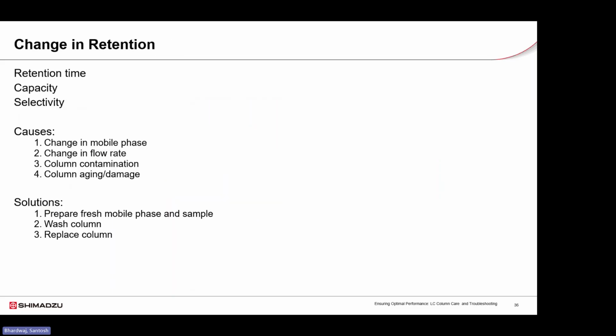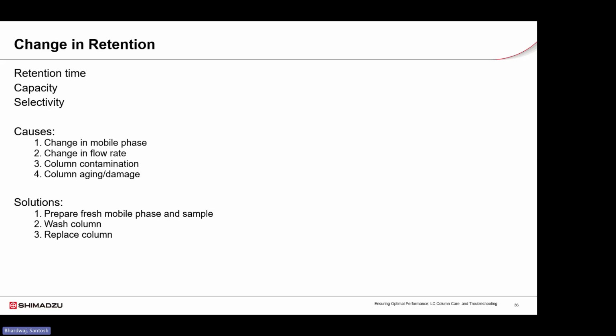Changes in retention time often signal system or column issues. The most common issues include changes in the mobile phase composition and variation in the flow rate, which directly affect how the analyte moves through the column.